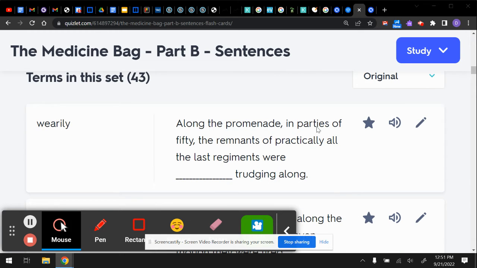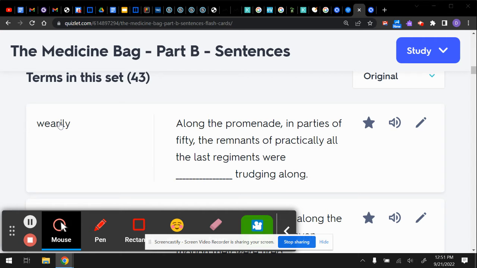When you're in Quizlet and you're ready to start pasting your sentences in, you're going to do one sentence per term. So let me show you what that means. I'm looking at the term wearily right here, and my sentence has the blank where the word wearily would go. So the sentence says, along the promenade, in parties of 50, the remnants of practically all the last regiments were blank trudging along. And we would say they are wearily trudging along. So the missing word from this sentence is my term.